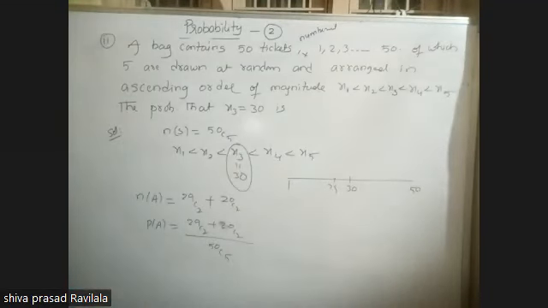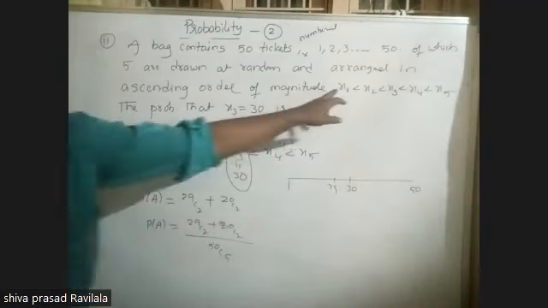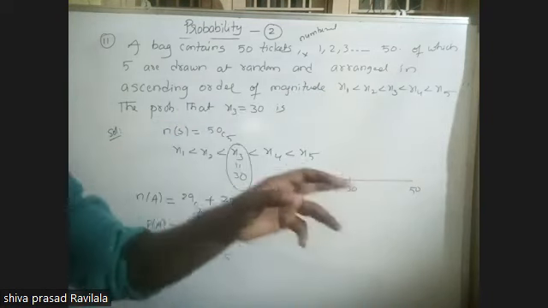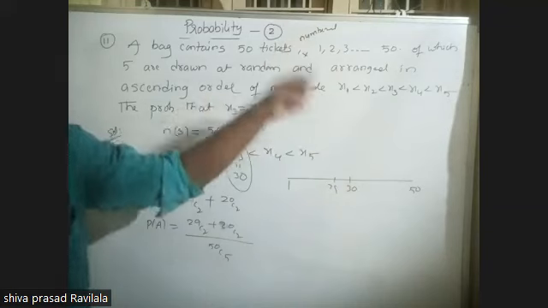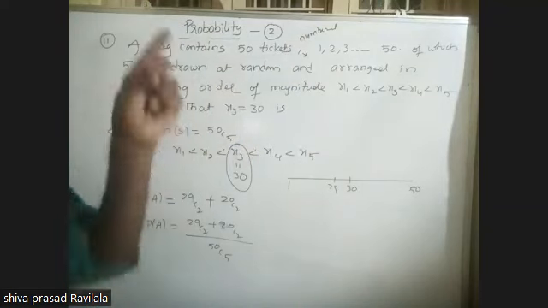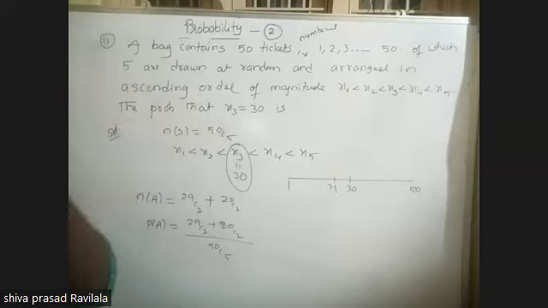They may change the inequality. For example, probability of x1 is equal to 1. In that case, if the value x1 is given as equal to 1, then n(A) is equal to 49C4. If x5 is equal to 50, on that condition also 49C4.